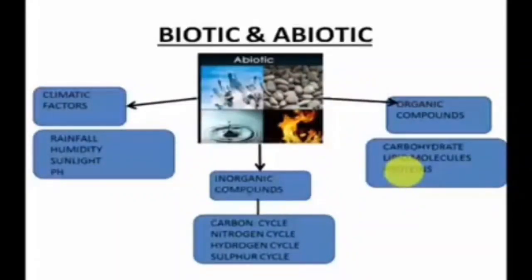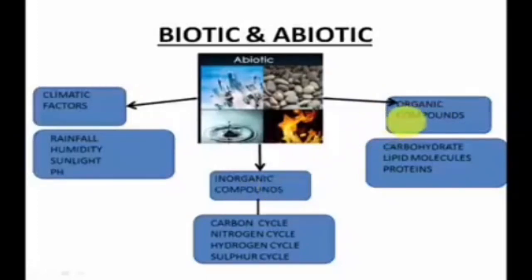We are talking about an ecosystem, and we are going to look at the abiotic components of the environment. The abiotic components of the environment have climate factors. For the climate factors, we have rainfall, as you have seen in that first arrow that goes to your left. We have rainfall, humidity, sunlight, and pH. pH is the hydrogen potential.